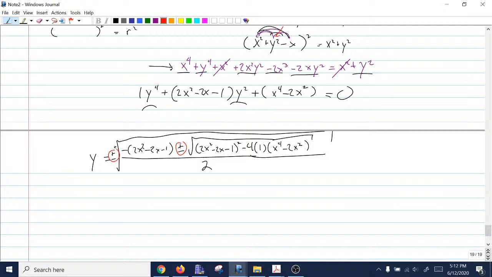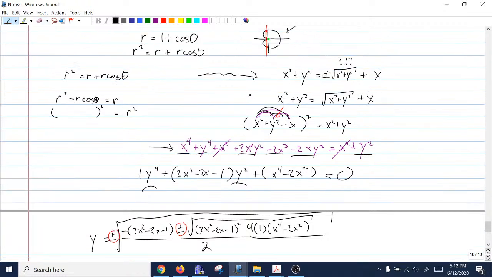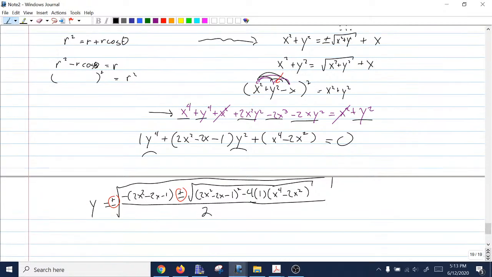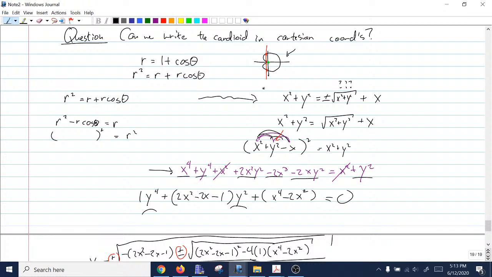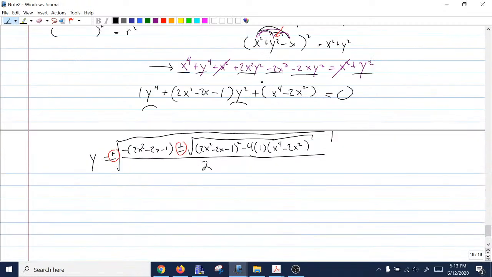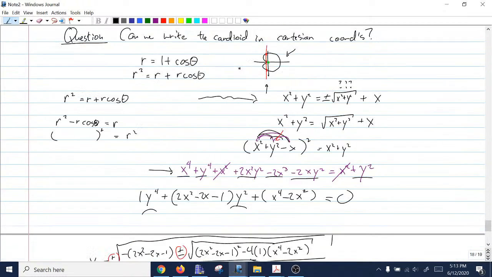I have the two plus or minuses, so I will have up to 4 solutions. Sometimes this thing will be negative, sometimes it will be taking the square root of a negative, so things won't always all be there. But I get up to 4 solutions. Weird. I guess if I graphed these 4 things, they will give me the 4 branches of the cardioid. Interesting.